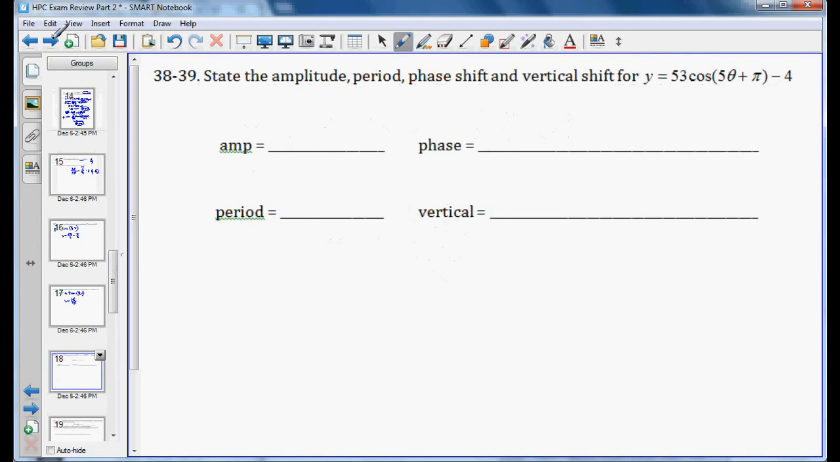Okay, to get the phase shift, we see that it's plus. That tells us it's to the left. And we need to do c, which is this number, over b, which is this number. So it's shifting to the left, pi over 5. And vertical, we can tell by that sign right there, it's shifting down. And we know by this number, it's shifting down 4.